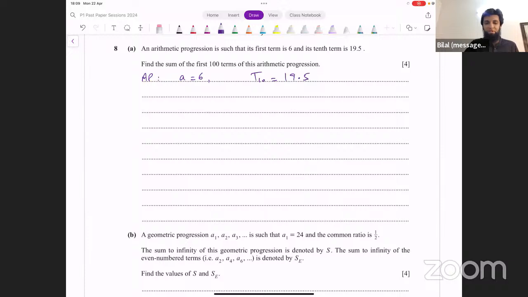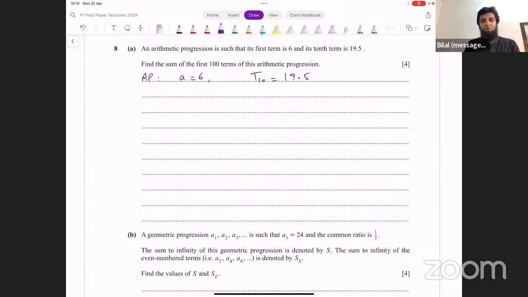Be very careful with decimals in your paper, because you have these dotted lines. Sometimes when you put a decimal on this line, you can end up missing that at the next step. That's what happened in one of our earlier papers. I missed a decimal somewhere. So make sure to write the decimal above the line so that it's clearly visible. Okay, so T10 equals 19.5. That's what we're given. Now it says find the sum of the first 100 terms of this AP.